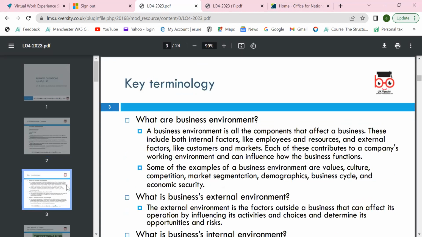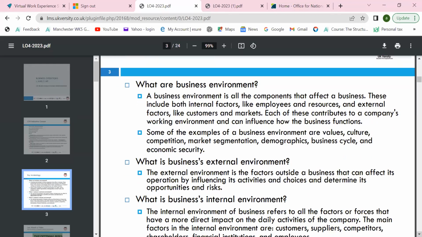So what is the environment? We said in the previous lesson as well, a business environment is all the components that affect the business. These include both internal, like employees and resources, and external factors like customers and market, each contributing to the company's working environment and able to influence how the business functions. Some examples of business environment are values, cultures, competition, market segmentation, demographics, business cycle, economic security. That's the key.